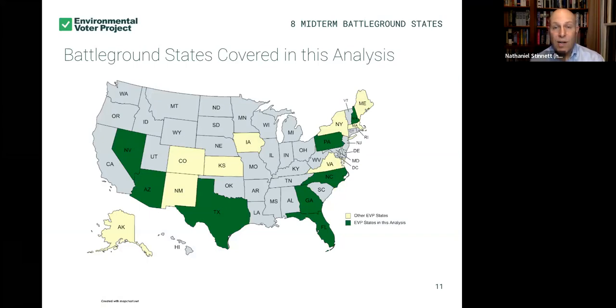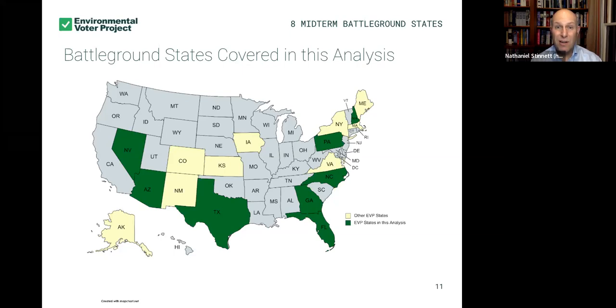The 8 states we're going to be focused on are the 8 states you see in green. Again, to be clear, if you remember that previous map I showed you, we at the Environmental Voter Project are active in 17 states. We're also active in those light yellow states that you see. But today, we're just going to talk about the 8 states in dark green because I get it. Everybody's got midterms on the mind, and these are 8 very, very important midterm battleground states.